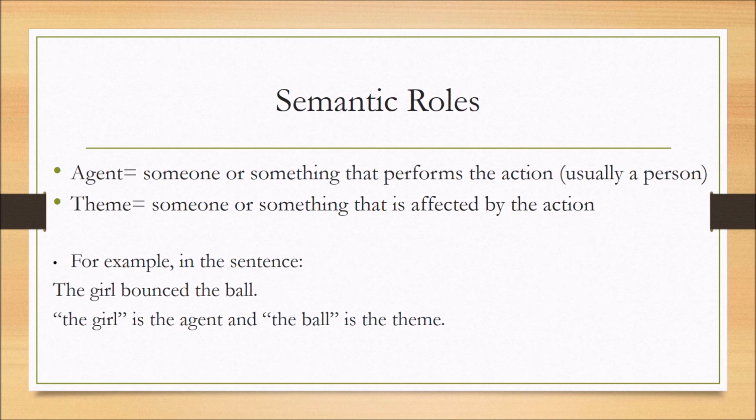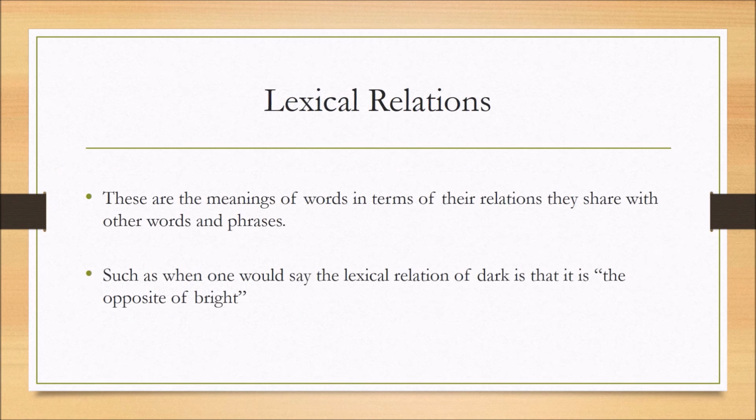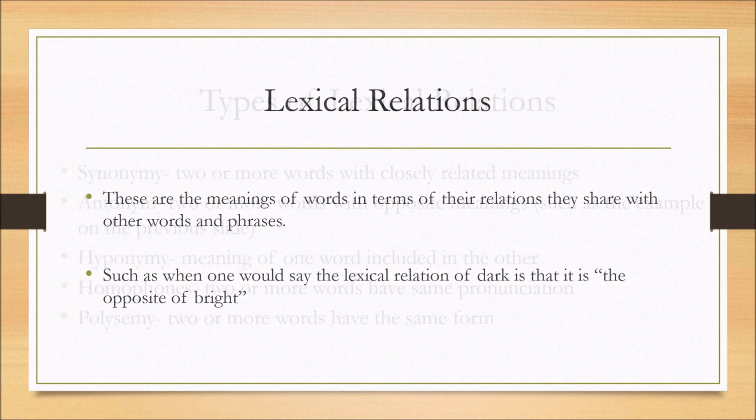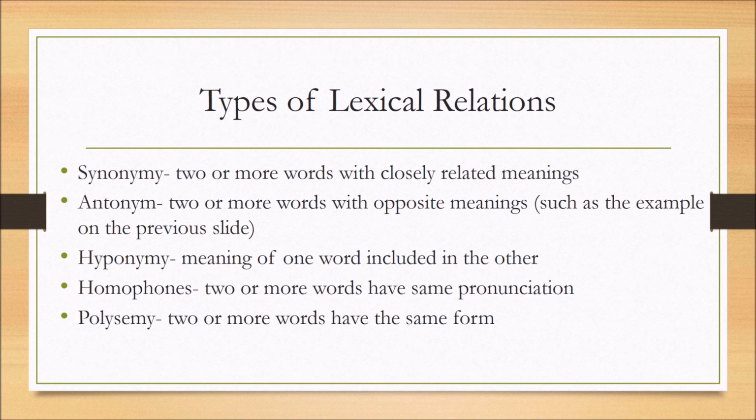In semantics, there are lexical relations. These are the meanings of words in terms of the relations they share with other words and phrases, such as if someone says dark is the opposite of light, dark is still dark, but in relation to other words and phrases. Dark has a lexical relation with being the opposite of light. There are types of lexical relations such as synonymy, which is when two or more words share closely related meanings, or antonymy, which is two or more words having opposite meanings, such as the example on the previous slide.